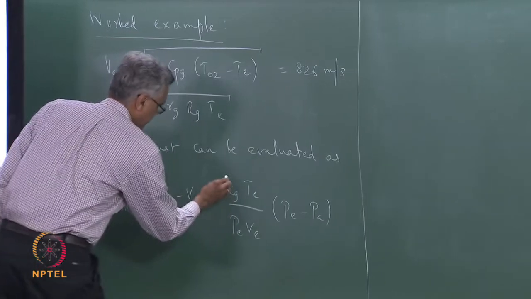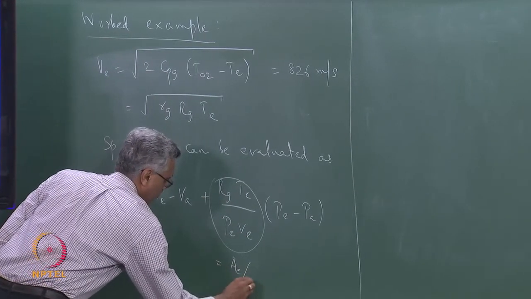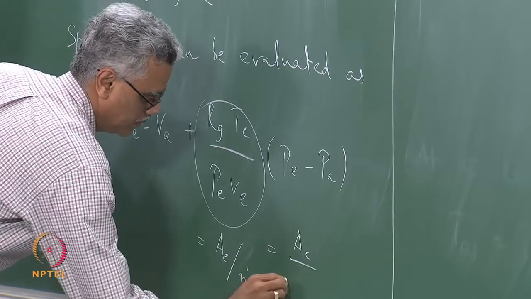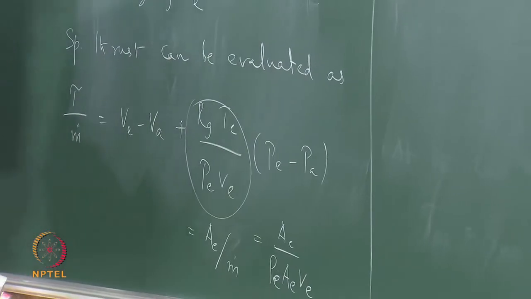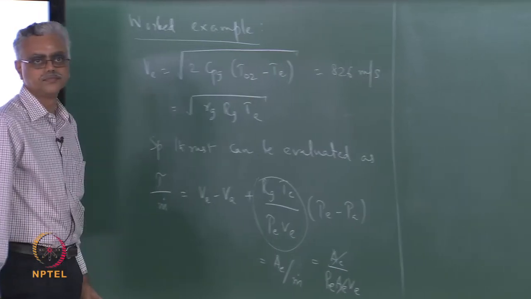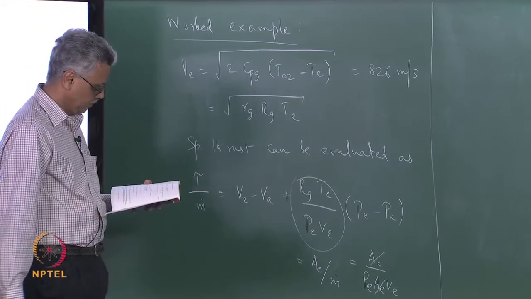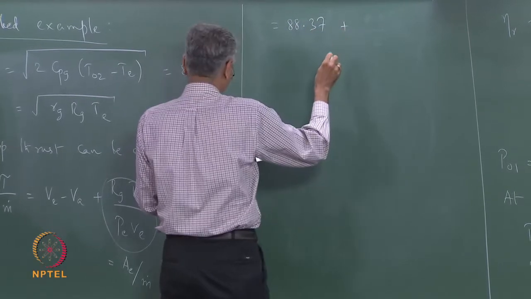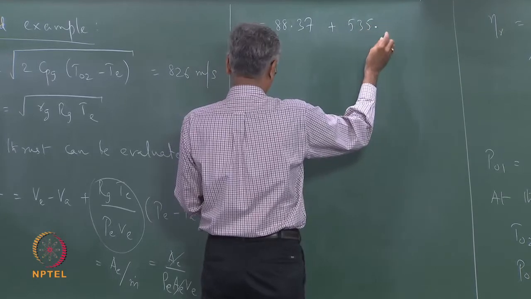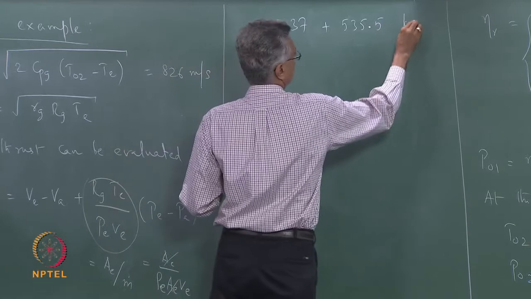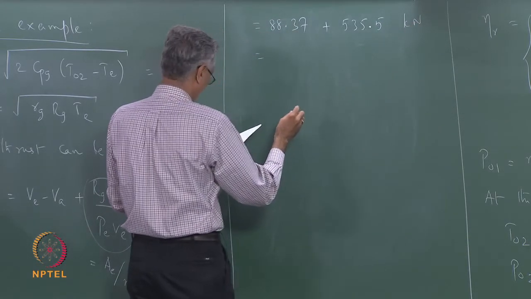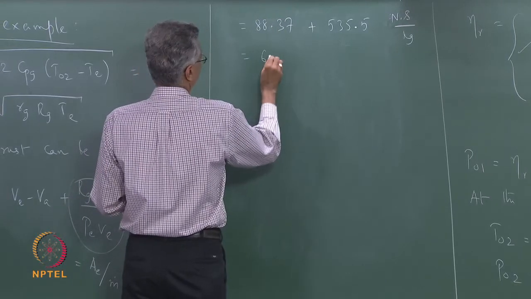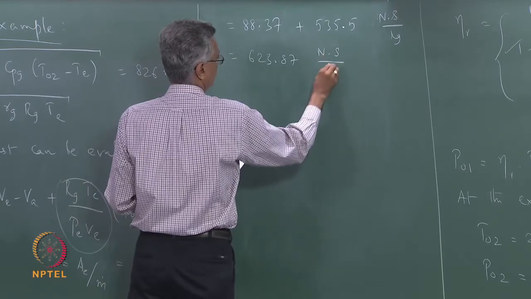So, let us just quickly take a look at this term. If you remember, this is equal to A_e over m dot, and m dot itself is equal to rho_e A_e times V_e, and that is how we have simplified this term. If you substitute the numbers, the specific thrust comes out to be 88.37 plus 535.5, which works out to a total of, I'm sorry, this is newton second per kg, 623.87 newton second per kg.